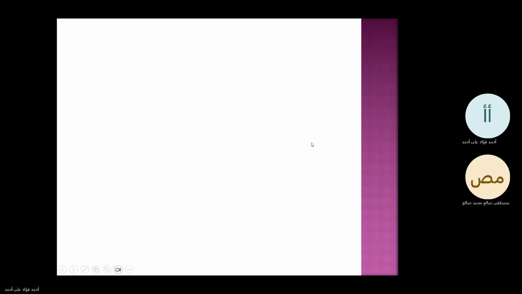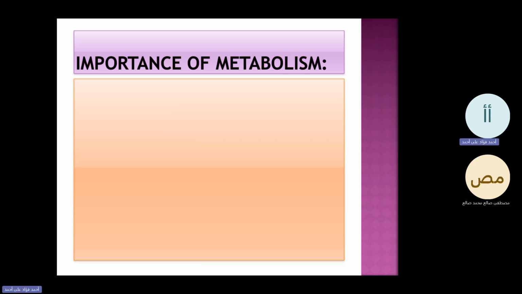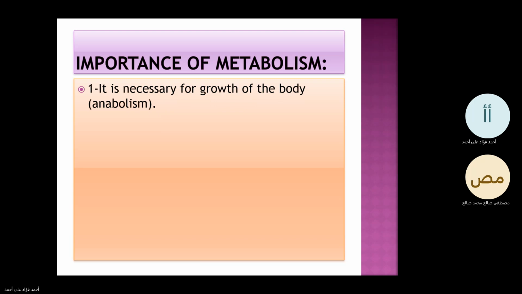طيب ايه الفايده من الميتابوليزم؟ زي ما قلنا الميتابوليزم ده ان انت ازاي البادي how to get benefit from the food you ate. طيب ايه الامبورتنس بتاعت الميتابوليزم عندنا؟ اول حاجه زي الانابوليك رياكشن، الانابوليزم بتكون البروتين من الامينو اسيدز، فده معناها ان هو بيساعدك في عمليه الجروث. يبقى هنا اول حاجه necessary for growth for the body، زي مثلا الامينو اسيدز تكون البروتين.